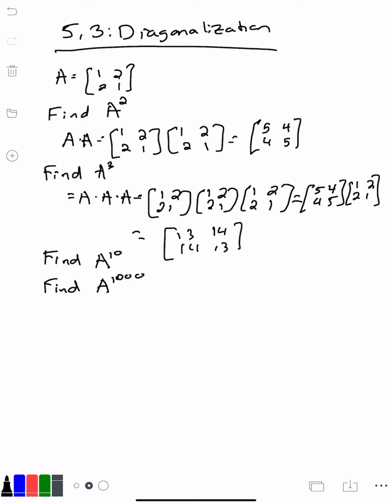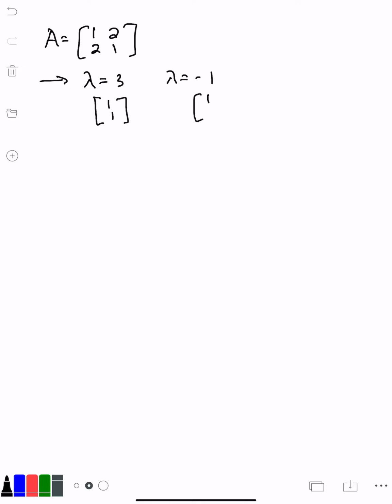So let me show you how this is going to work. We start with the same matrix, [1, 2; 2, 1]. And then what we're going to do is find the eigenvalues and eigenvectors. Well, we already did that before. The two eigenvalues are 3 and negative 1, and the corresponding eigenvectors would be (1, 1) and (1, negative 1), right? We saw that in the very first video and then the second video.